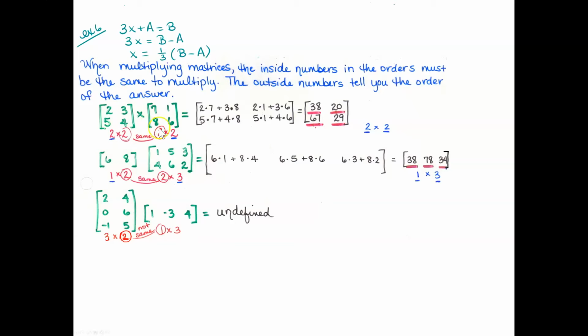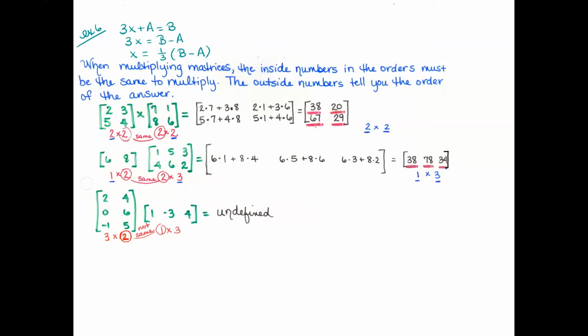All right, if I want to know what goes in the first row, second column, I'm going to multiply first row by second column. So I'm going to multiply my first row 2, 3 times my second column 1, 6. So 2, 3 times 1, 6. So 2 times 1, 3 times 6 is where I'm getting that 20.